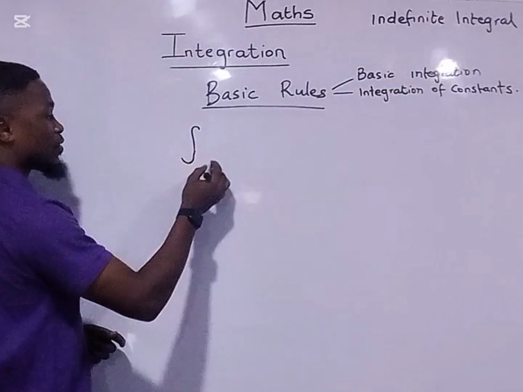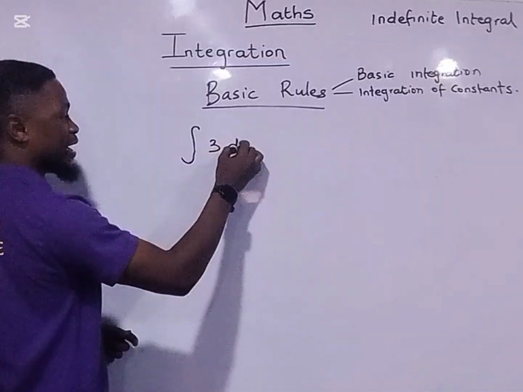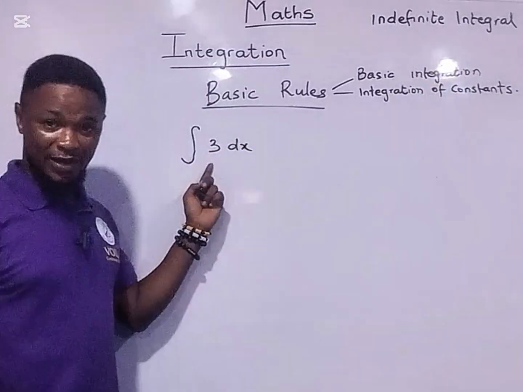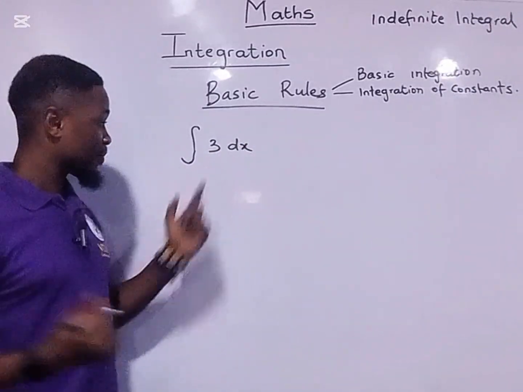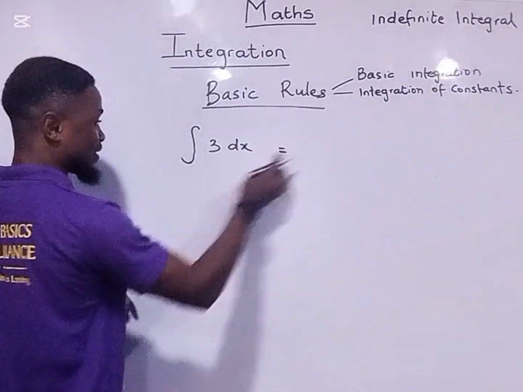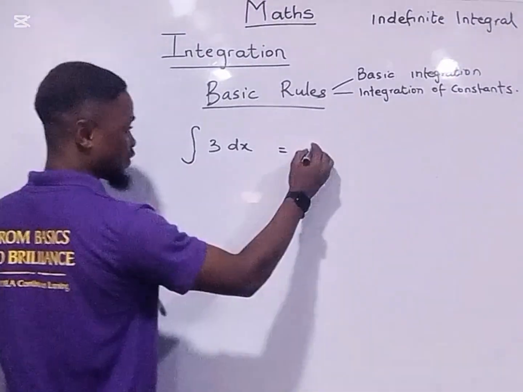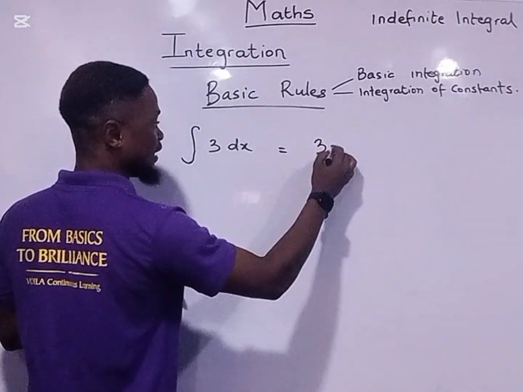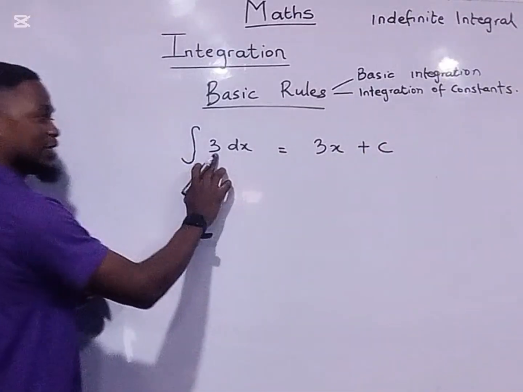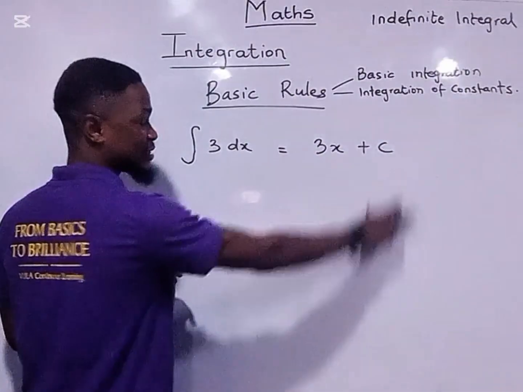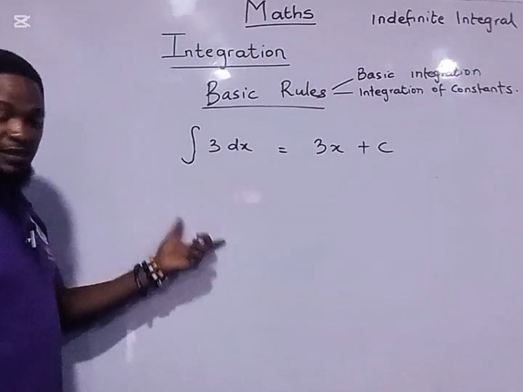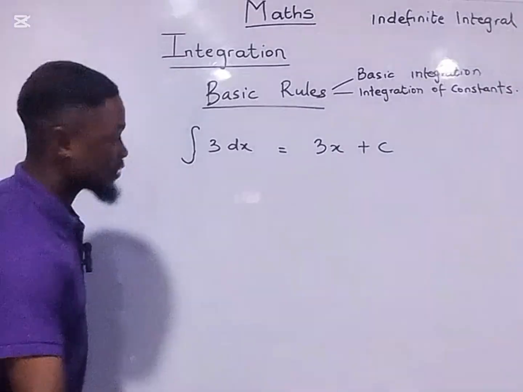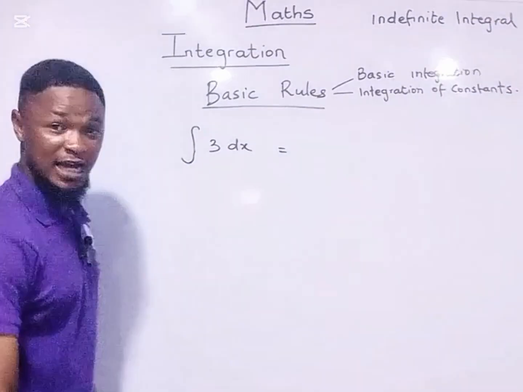When you integrate any constant, let's say 3 dx, you can see that this 3 does not have any variable, unlike the ones we just finished. So if you are integrating a constant, you have to put that variable: 3x plus c. You can see 3 becomes 3x plus c. But how did we get the 3x plus c? All right, let's look at it.